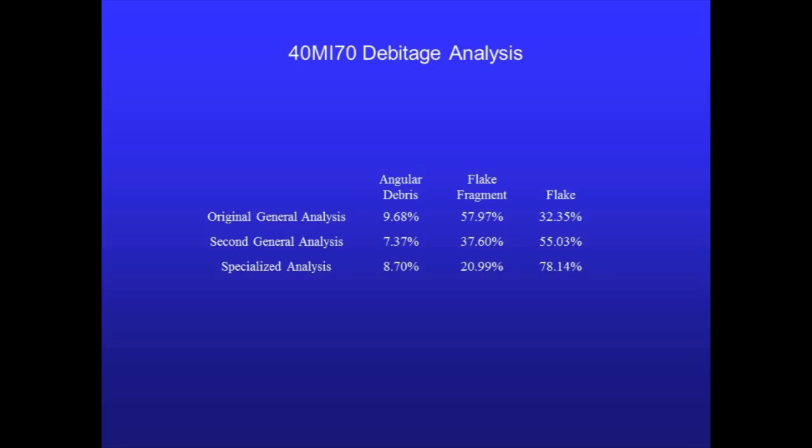So one thing we did initially was compare the specialized analysis results there at the bottom with the original general analysis we did. As you can see, the ability of the analyst to identify the flake's interior surface was pretty good, as indicated by the similarity in the percentages of angular debris versus flakes or flake fragments. The ability to identify the platform remnant, however, was not very good. The specialized analysis identified more than twice the percentage of flakes versus fragments, 78% versus 32%.